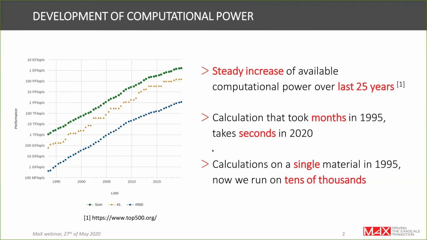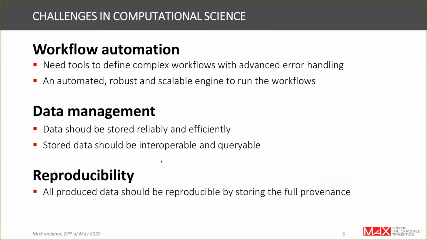And essentially what this means is that a calculation that took months in 1995 currently only takes seconds. And likewise, where scientific studies could realistically only address a single material in 1995, now we run typically tens of thousands in high throughput studies. So with this newfound power, we also have a lot of extra challenges.